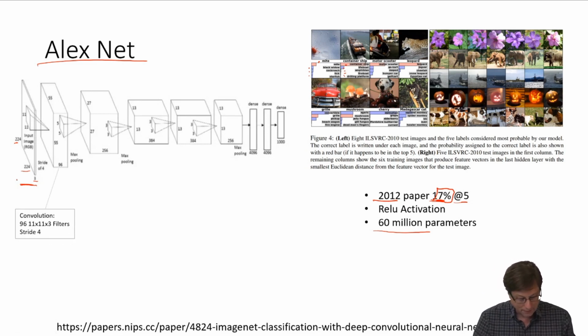The first layer that they use is 96 filters. That's 96 deep there. Each filter is 11 by 11 by 3. So it looks at about that percentage of the input image and all 3 RGB layers with a stride of 4.